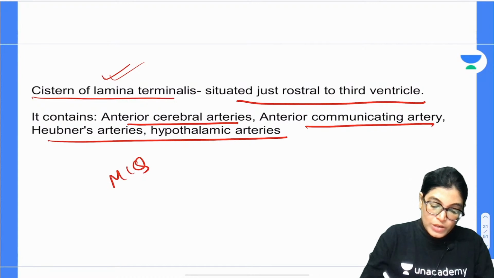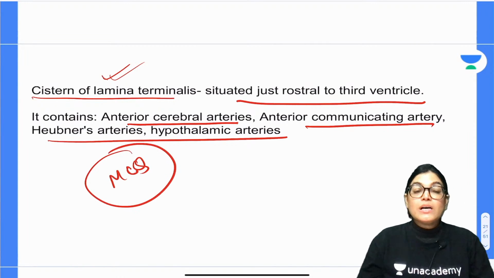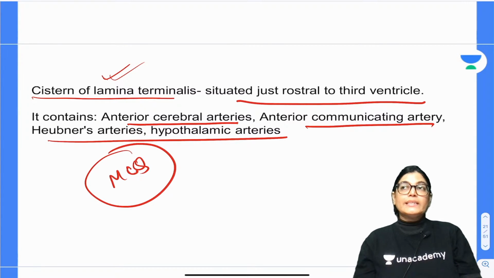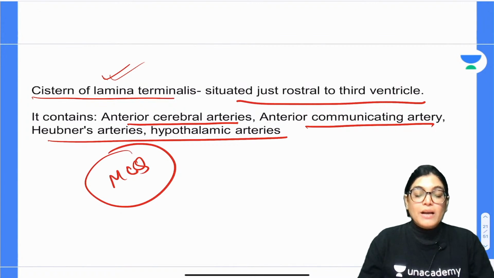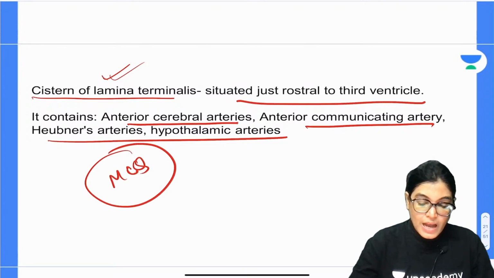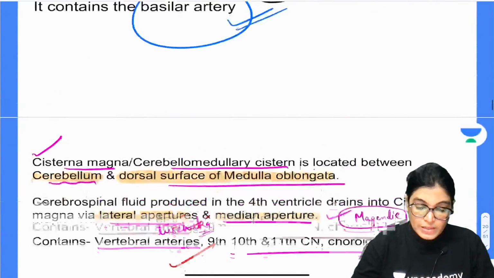All these points are important for your MCQs. The cisterna of lamina terminalis, which is lying rostral or anterior to the third ventricle, contains the anterior cerebral, anterior communicating, and hypothalamic or Heubner arteries, and lies just rostral to the third ventricle.